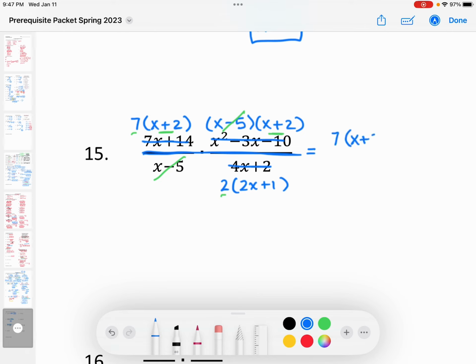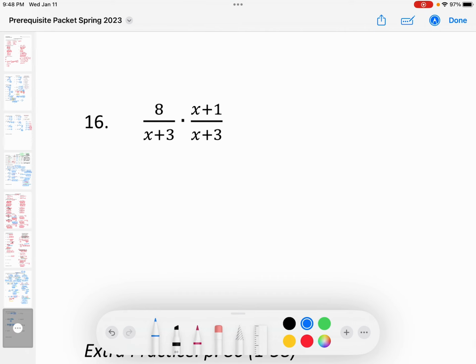So I've got an x plus 2 times another x plus 2, if you want to write it like that. And on the bottom, we've got this. And I'm just not going to be picky about whether we expand that out or whether we leave it factored. Either way is fine with me.